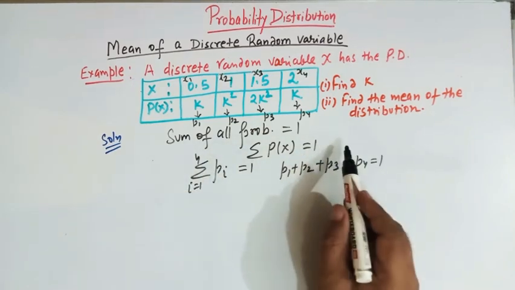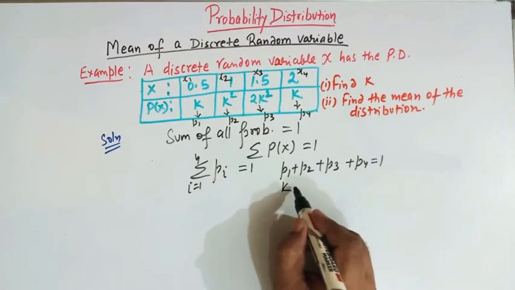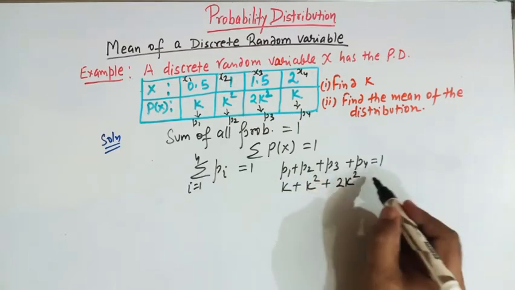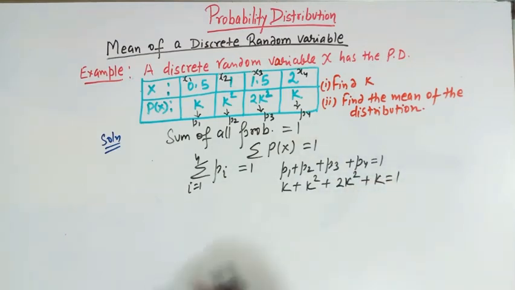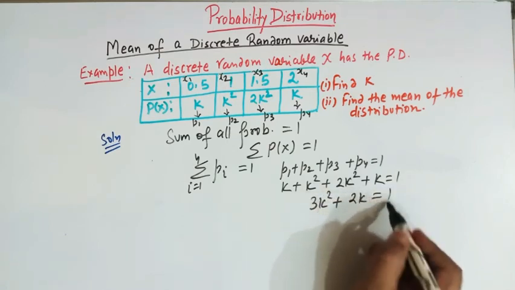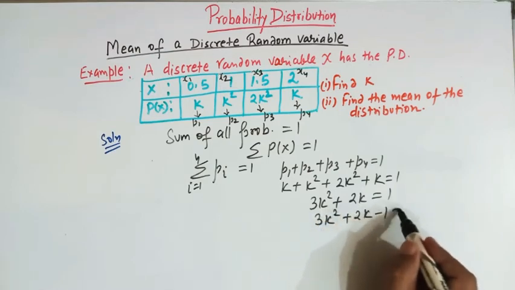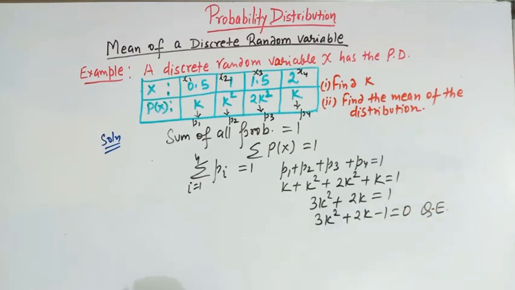So the sum of all probabilities should be equal to 1, and p1 is k, p2 is k square, p3 is 2k square, and p4 is k, that is equal to 1. So here we have 3k square plus 2k equal to 1, and again here we'll have a quadratic equation in k, right? So this is a quadratic equation. Now this equation can again be solved with the help of factorization method.